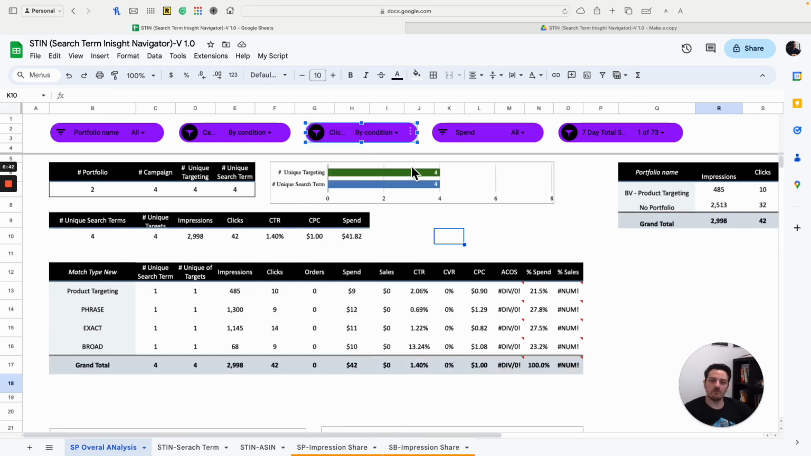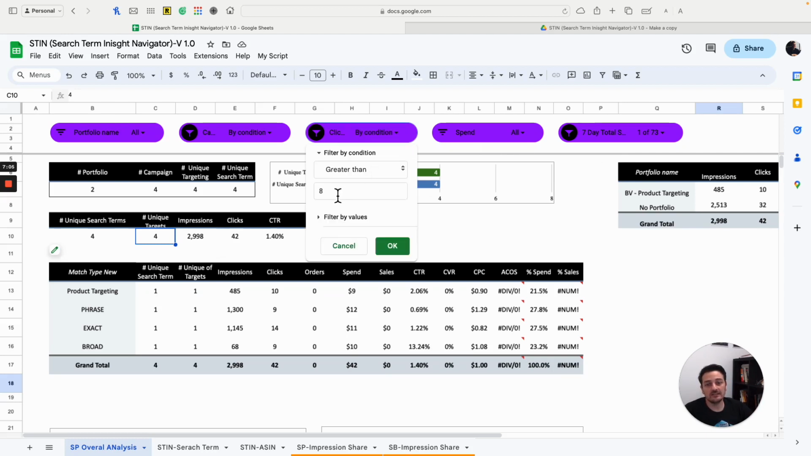So right now, it says you have 4 unique terms, 4 unique targets, this many impressions, 42 clicks, this is CTR, this is cost per click, and $41 you are spending for them. These are the terms, not the targets. Keep that in mind. These are the terms that have more than 8 clicks and 0 sales. So you can easily identify that.